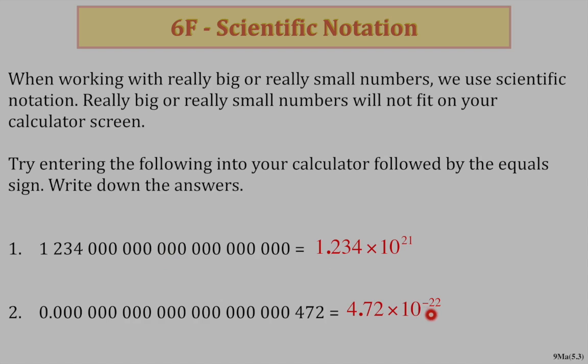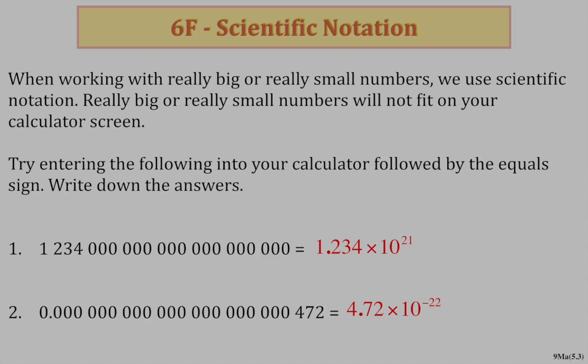When you've got a negative power, it's a way of writing a very small number, 0.0000 and so on. So there are 22 numbers to the left of this decimal point. So if you go between the 4 and the 7, there should be 22 numbers going to the left until you find the next decimal point there.